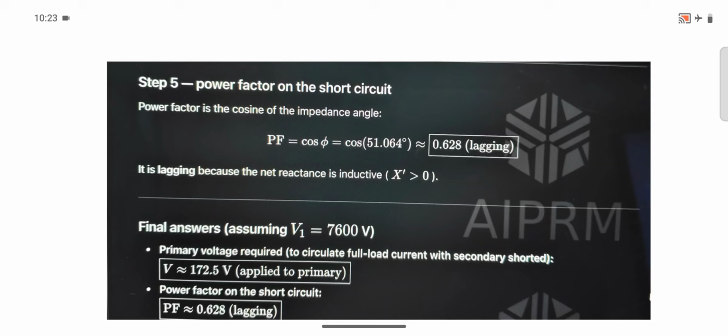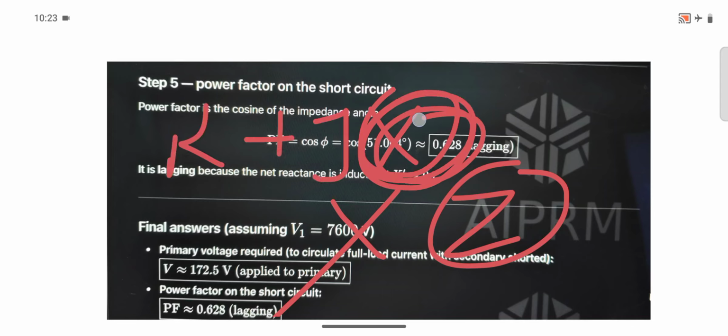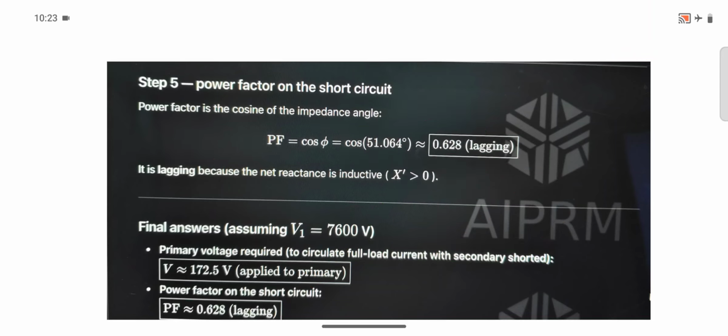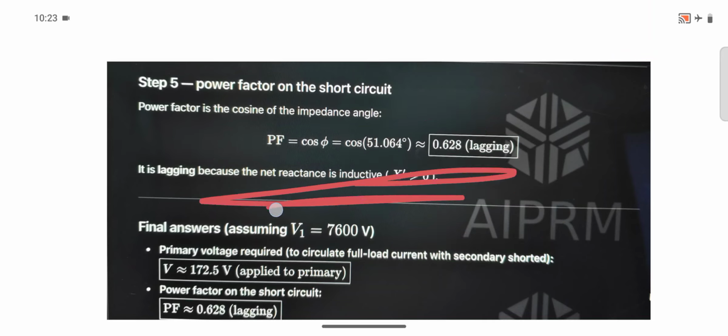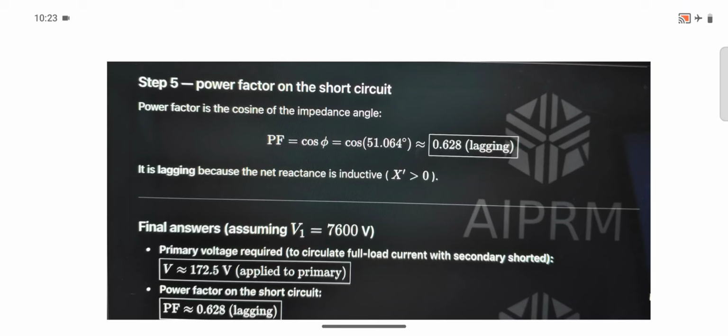And for lagging and leading, we check the value of X in the total impedance R plus jX. So this value decides lagging and leading. If X is greater than 0, it will be lagging and it is inductive. So this is all about this question. We already solved this problem. Thank you.